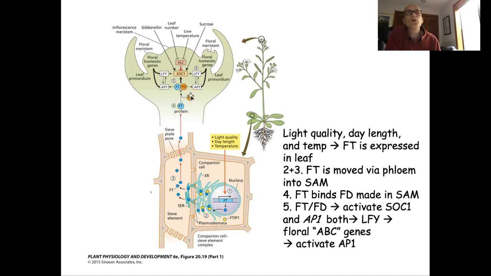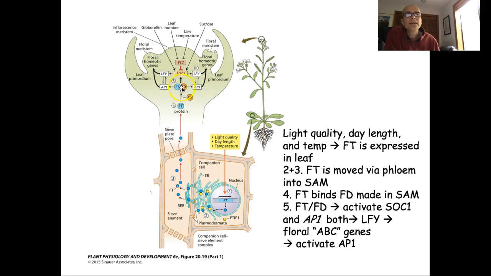So this is flowering locus D and flowering locus T. When they bind, when they interact, they turn on two genes, so they make two proteins via turning on the transcription of those genes. The left part here is the same as the right part, so just look at one part at a time.